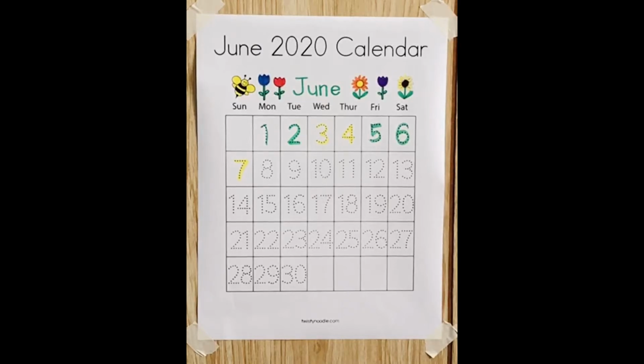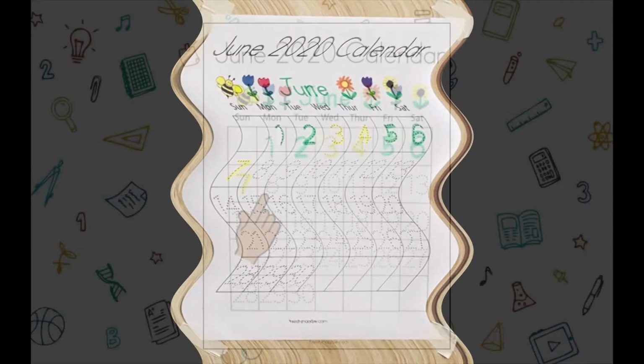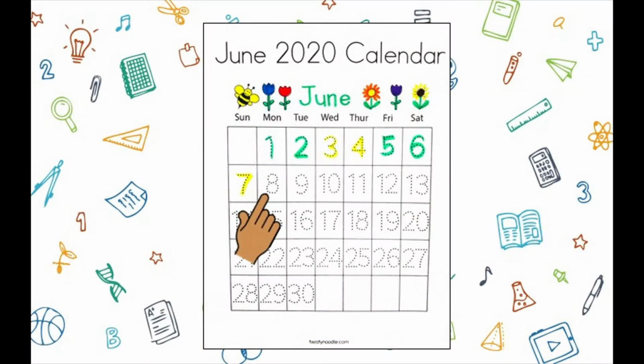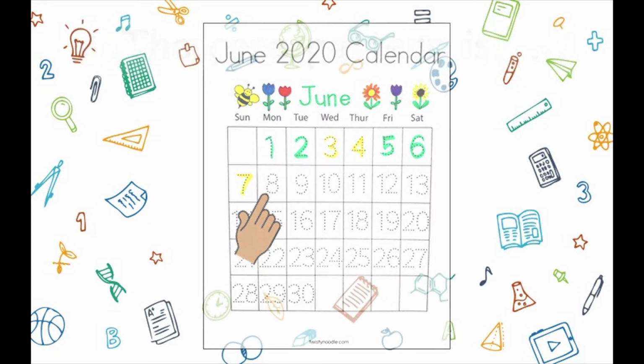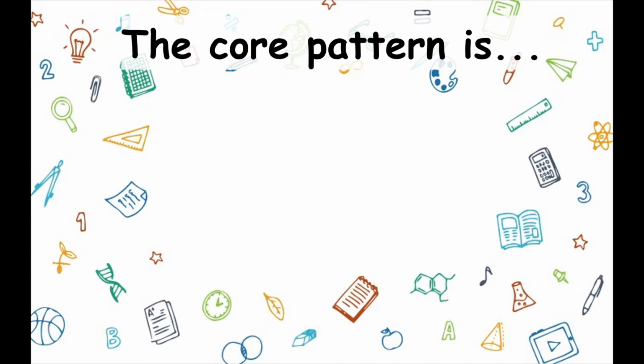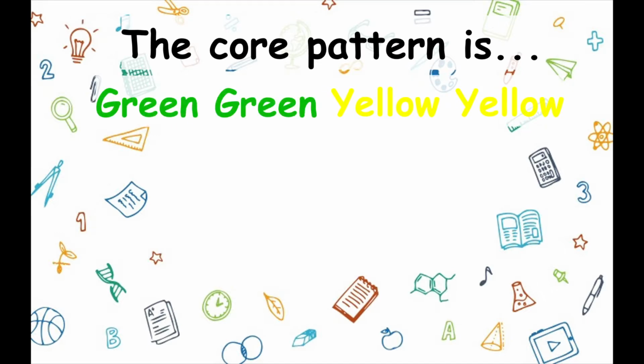But what color do you think we need? In our June calendar, we have 2 different colors, green and yellow. In order to find out what color comes next, we have to figure out what the core pattern is. Remember, the core pattern is the part that keeps on repeating over and over again. Can you figure out the core pattern? The core pattern is green, green, yellow, yellow.